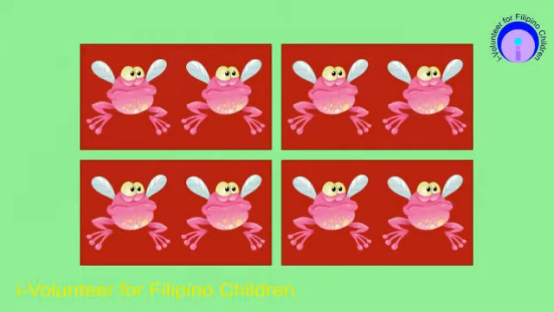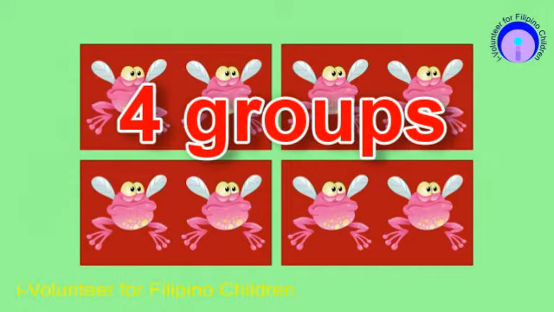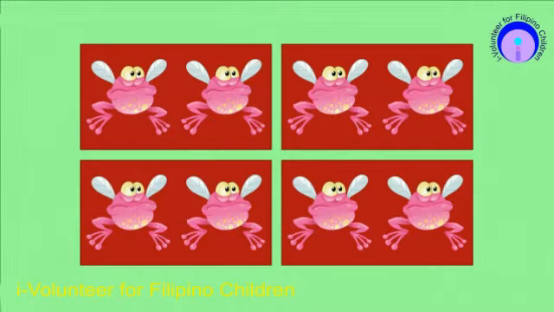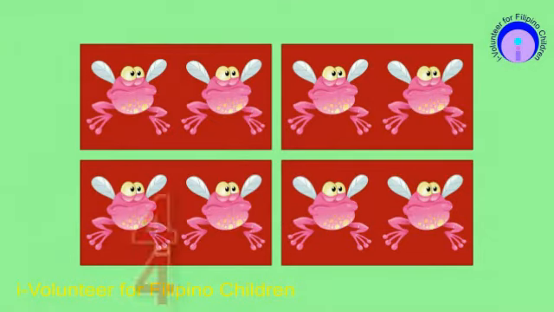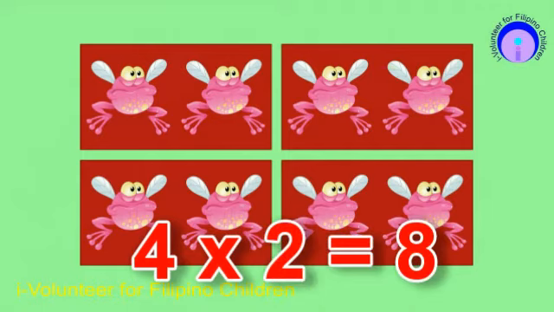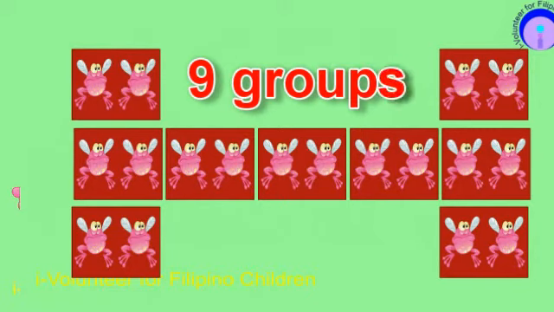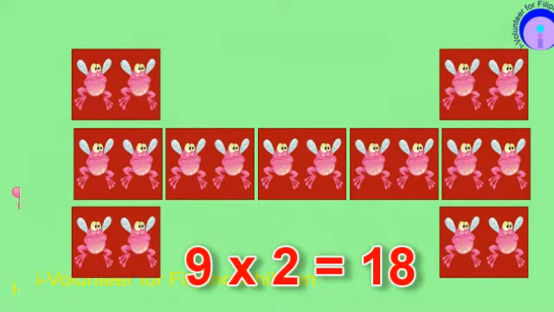For example, in this figure, there are 4 groups with 2 members each. The early learner would say 4 times 2 is equal to 8. For the next example, we have 9 groups. Therefore, the answer will be 9 times 2 is equal to 18.